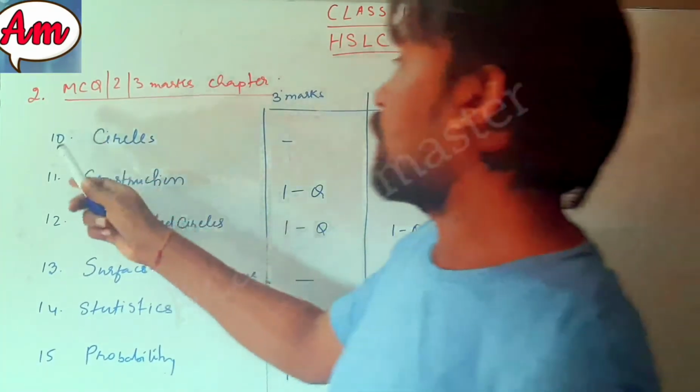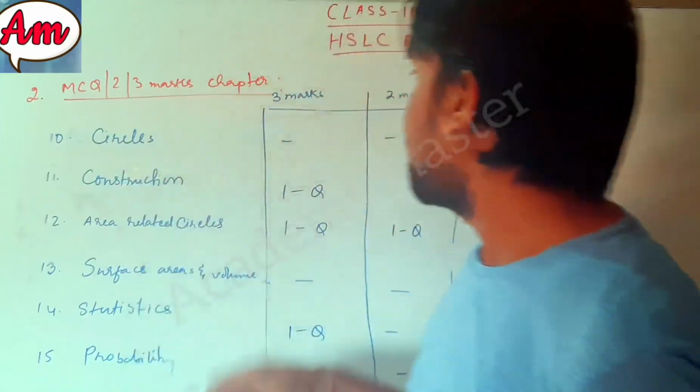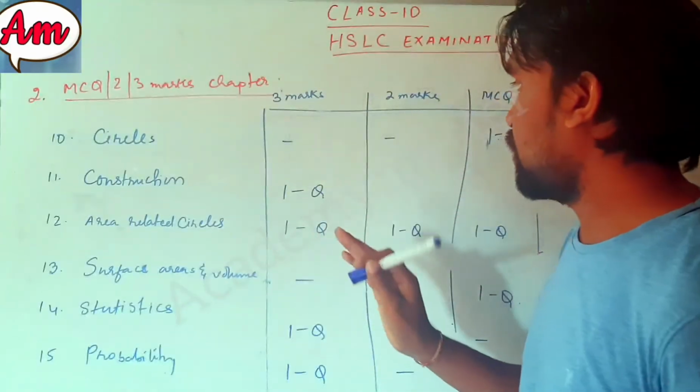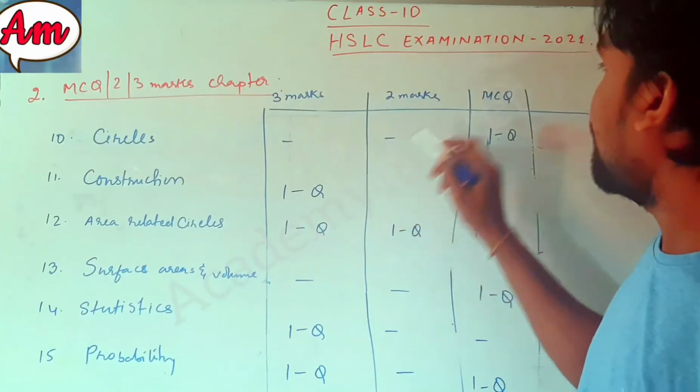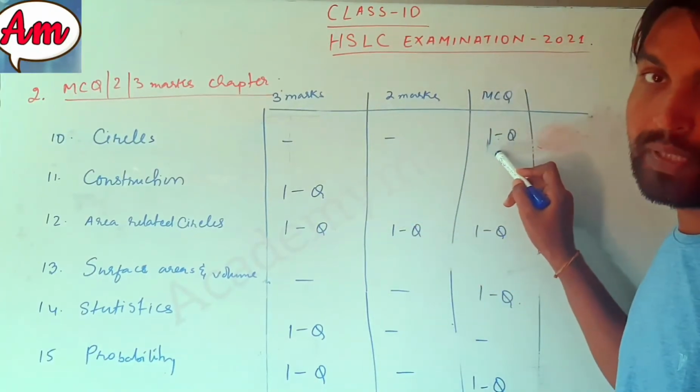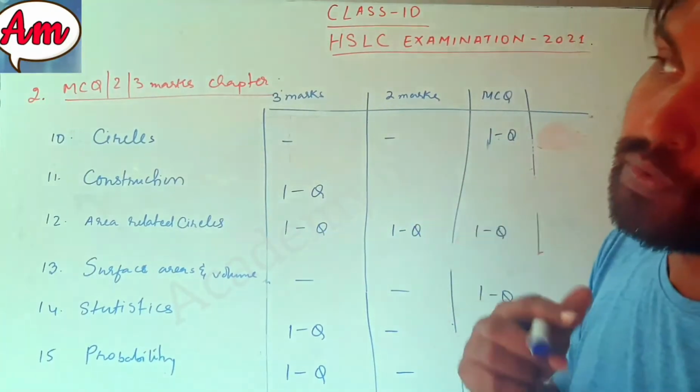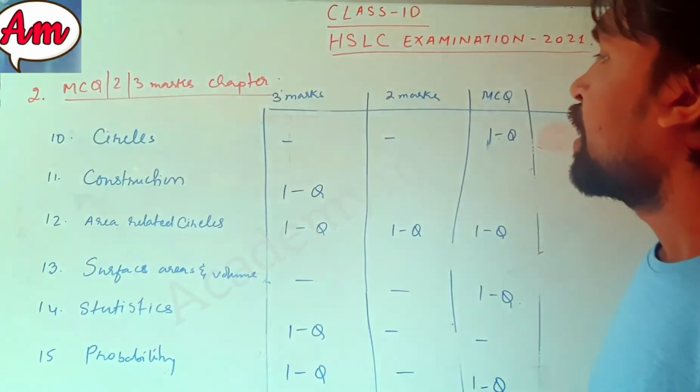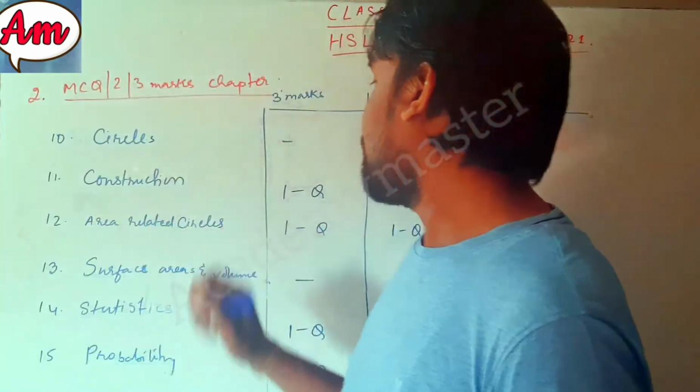Next is circles, chapter number 10. You will not have any 3-mark or 2-mark questions from here. You will have only a 5-mark question and an MCQ. 1 MCQ will be coming. So chapter number 10's MCQ you must study. Okay, got it. Next, chapter number 11, constructions.